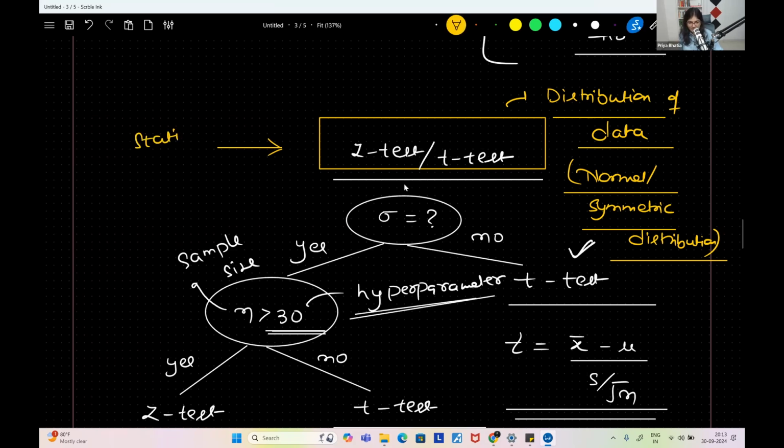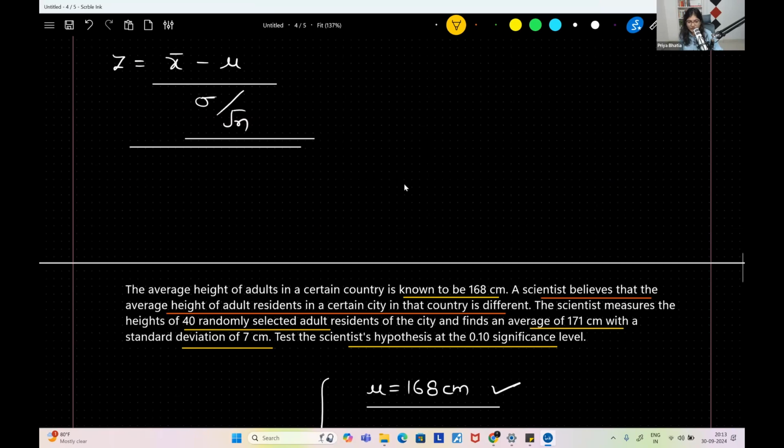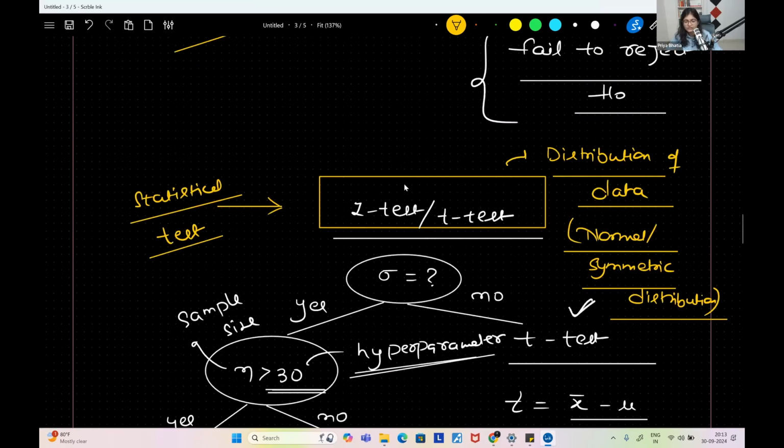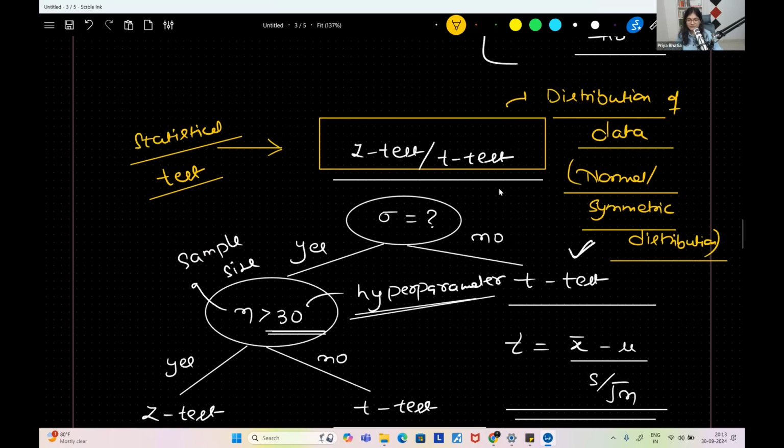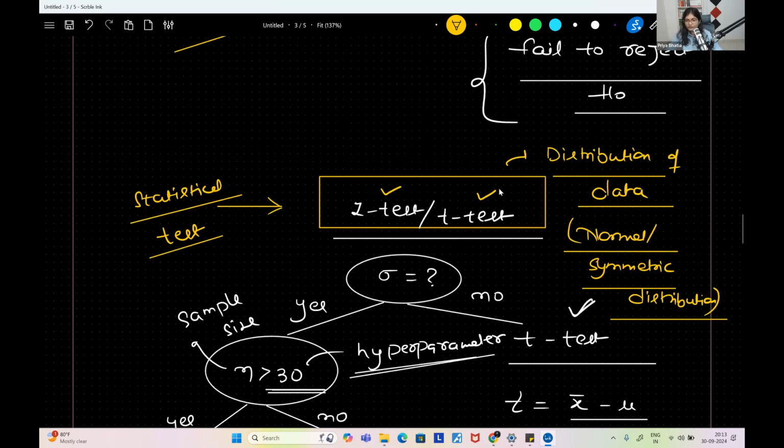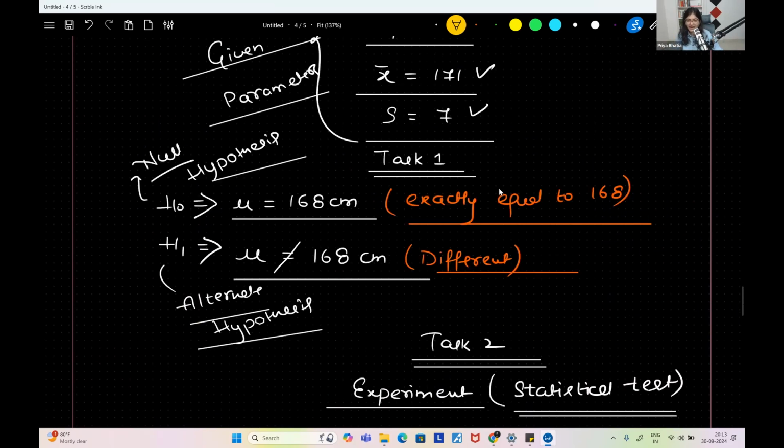This is a statistical test. What we are considering over here is that the height of people follows a normal distribution. In that specific scenario, we will either apply a z-test or a t-test. Why are we doing so? Why are we evaluating this? Because of getting that conclusion.